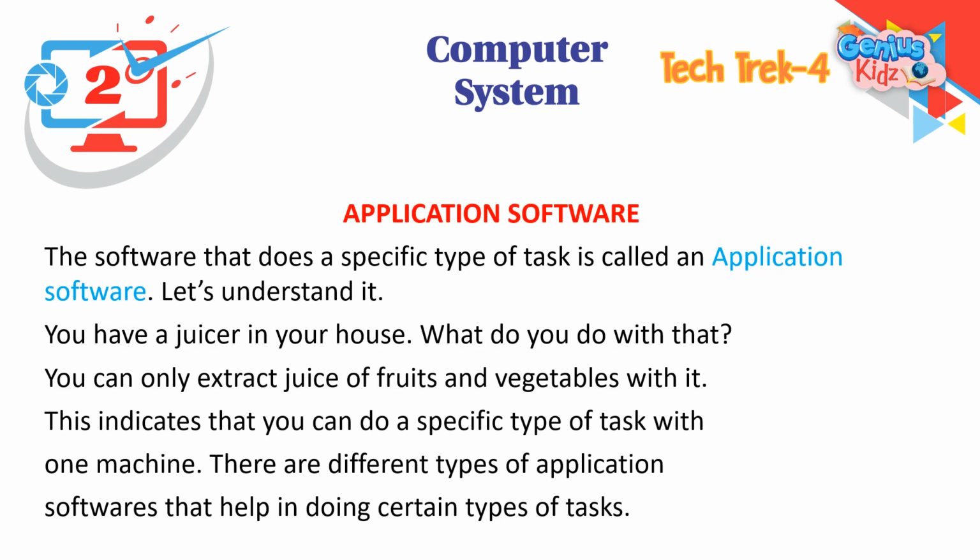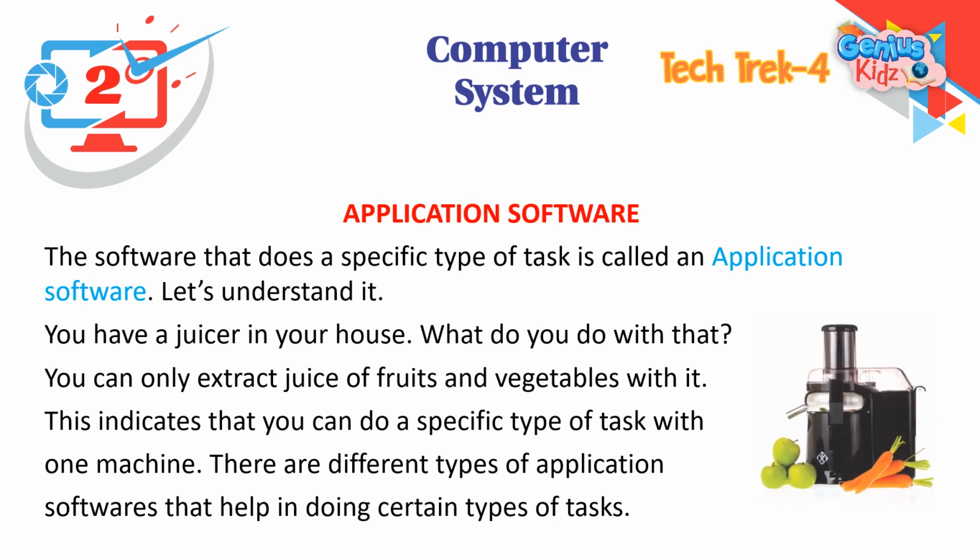Application software. The software that does a specific type of task is called an application software. Let's understand it. You have a juicer in your house. What do you do with that? You can only extract juice of fruits and vegetables with it. This indicates that you can do a specific type of task with one machine. There are different types of application softwares that help in doing certain types of tasks.